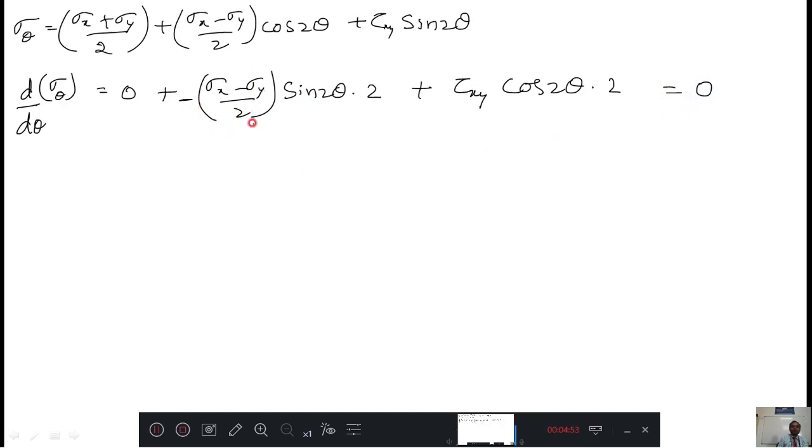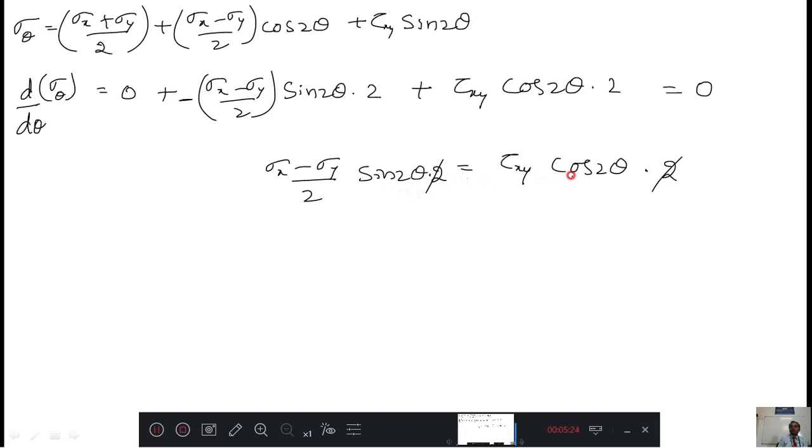Then this minus sign, I will send that side. Therefore sigma x minus sigma y by 2 sin 2 theta equal to 2 tau xy cos 2 theta. Or you can do it like that also. Keep this one here only, this one send that side. It becomes minus, minus minus cancels. And into 2 is also there here, into 2 is also there here. These 2's will get cancelled.